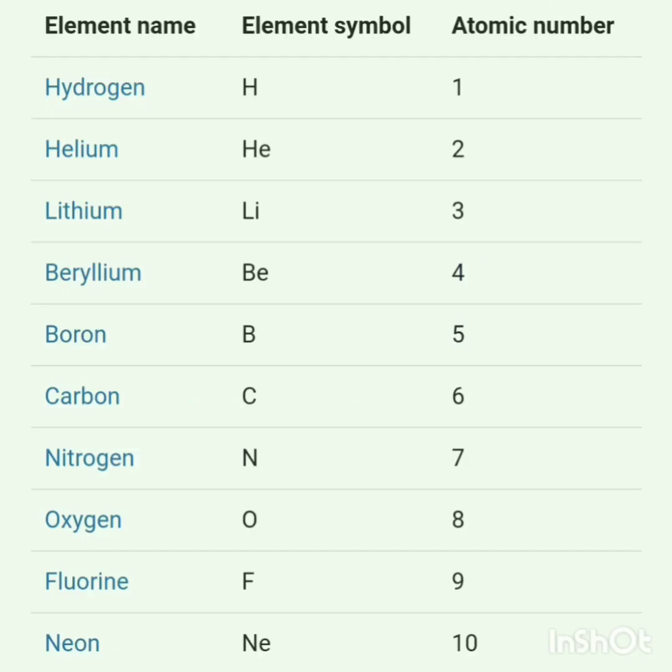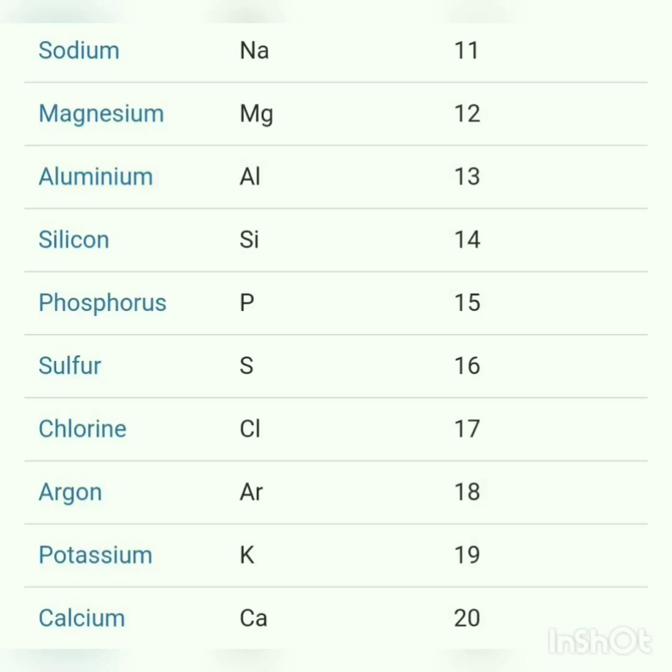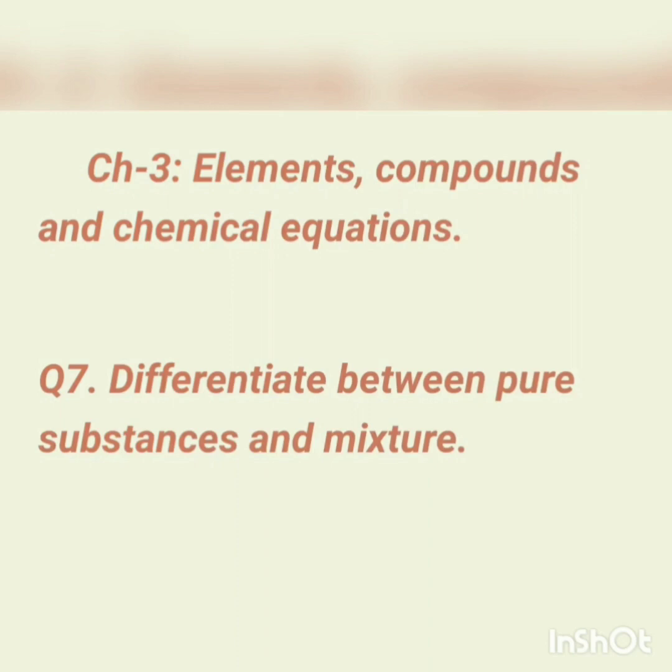After doing these 2 definitions, you have to write down the names of the first 20 elements along with their symbols and atomic numbers in your fair notebook. And please try to learn the names of at least the first 20 elements anyhow. And your next question number 7 is differentiate between pure substances and mixture.